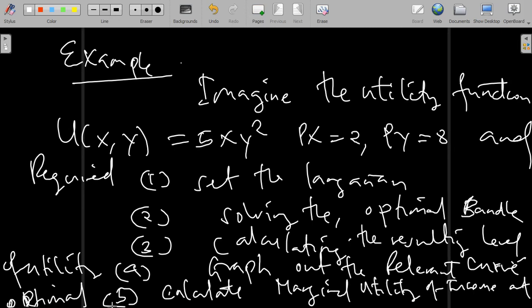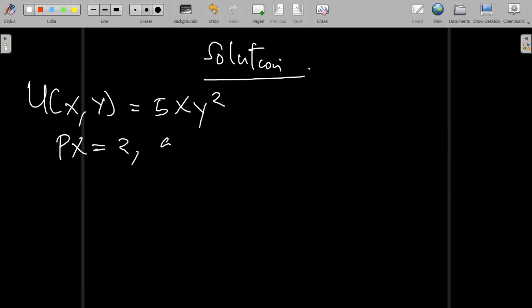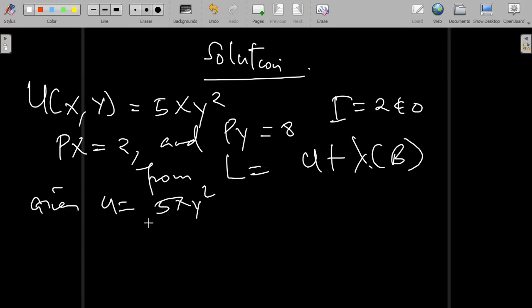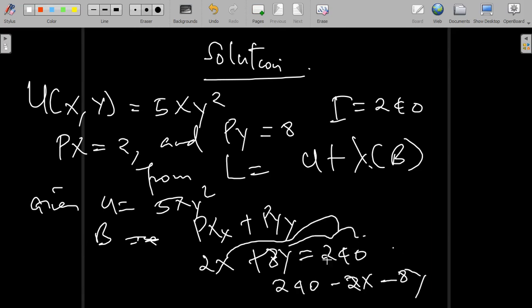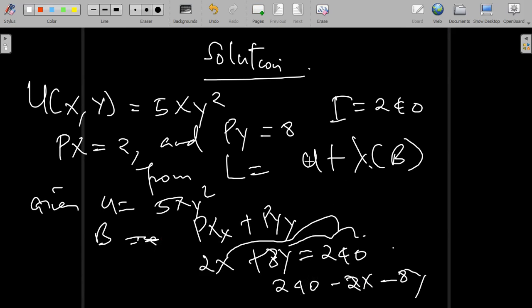So let's jot down our data given over here. We have the utility function u(x,y) = 5xy², price of x is equal to 2, price of y is equal to 8, and income is equal to 240. Now from the Lagrangian formula, that is utility plus lambda times the budget line, whereby utility is equal to 5xy² and our budget line is pxx plus pyy. So let's plug in the price of x and the price of y. We will obtain the budget constraint, that is 240 minus 2x minus 8y.